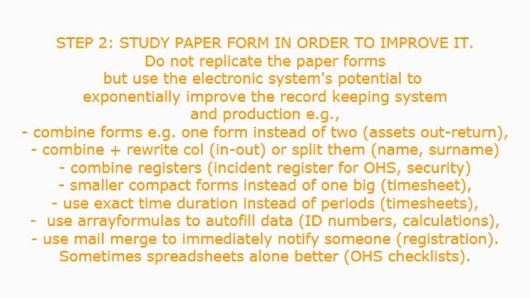Another example is that you sometimes need to combine and rewrite columns. Instead of having a column where you set the condition of the asset when it is put out, and another column to describe the condition of the asset when it is returned, you can simply have one column and just name it condition. Another thing is that you can split columns. Instead of maybe on the paper form it is name and surname, you can now have one column for name and another column for surname.